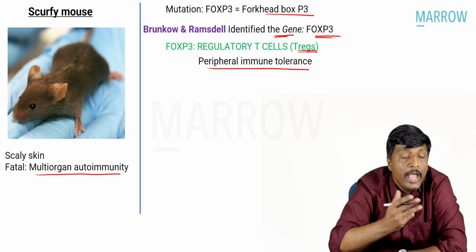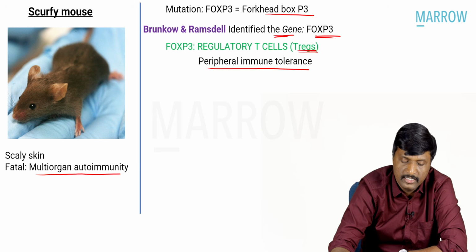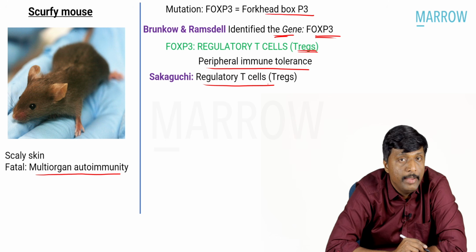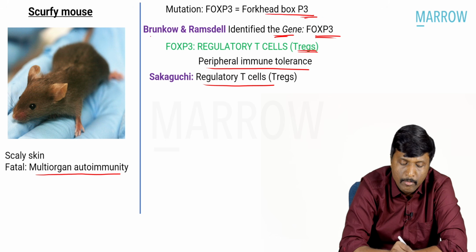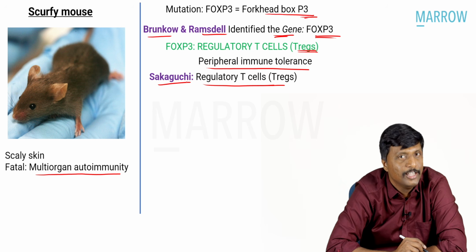Who actually named them? Who named these cells as regulatory T cells? Sakaguchi. Sakaguchi identified these regulatory T cells. He named them as regulatory T cells. So this FOXP3, Brunkow and Ramsdell, regulatory T cells, Sakaguchi. These three got the Nobel Prize.